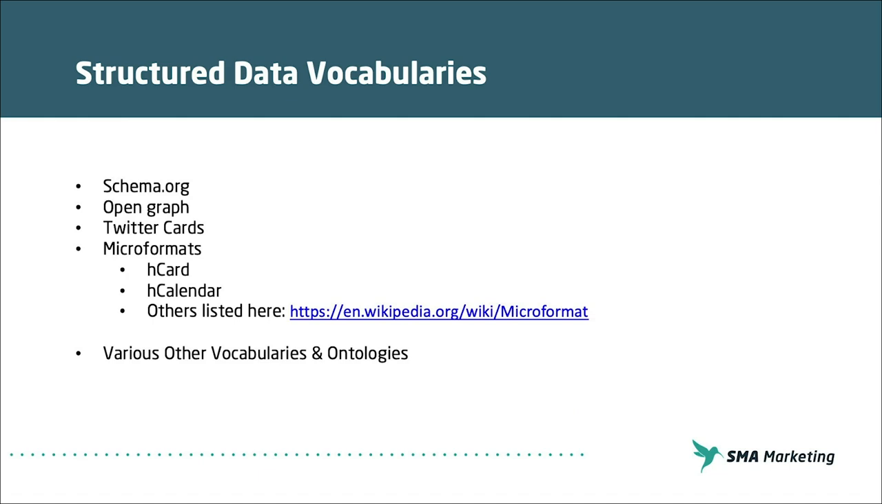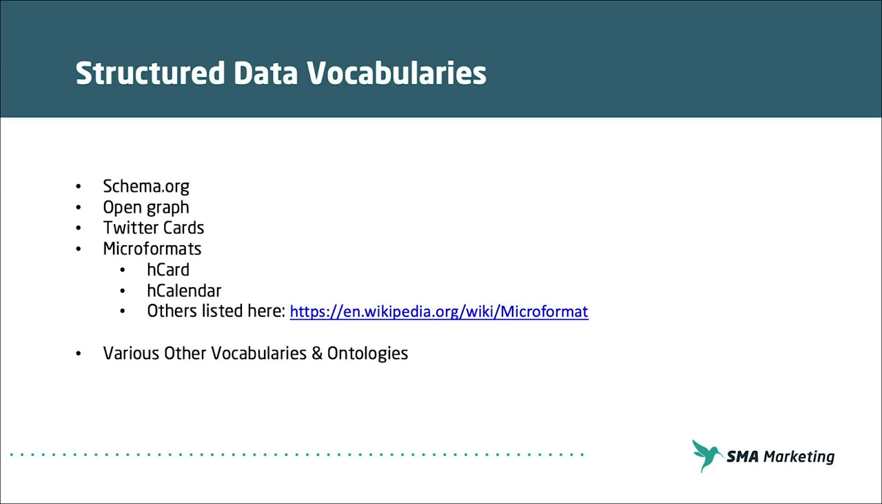But we have other types of structured data as well. We have the Open Graph structured data, which is typically associated with Facebook. This is going to structure your content for when it's shared on that social channel. You can use Twitter cards, which are very similar to Open Graph, but instead of for Facebook, they're for Twitter. You also have microformats. These are things like hCard or hCalendar. There are a number of other microformats as well.